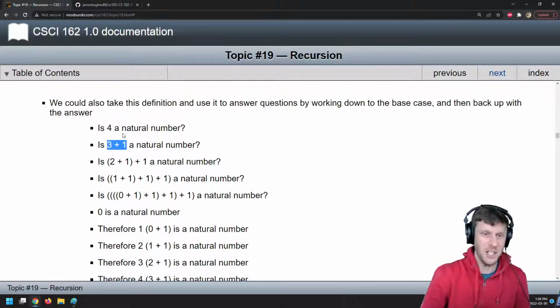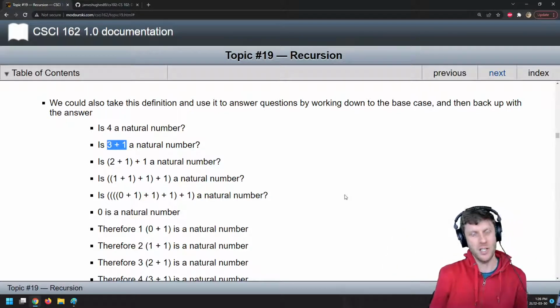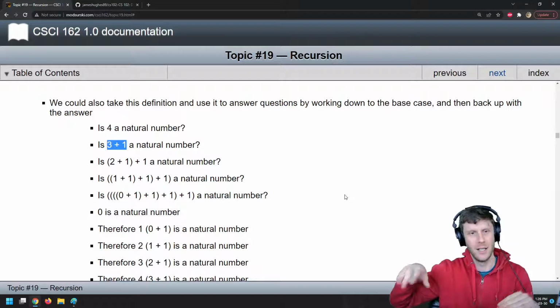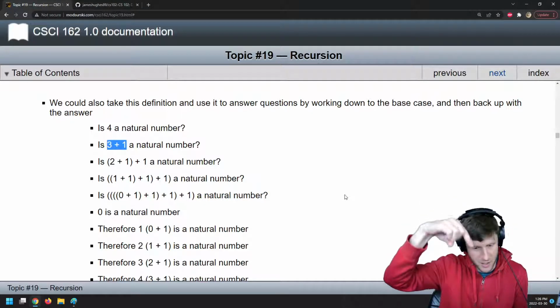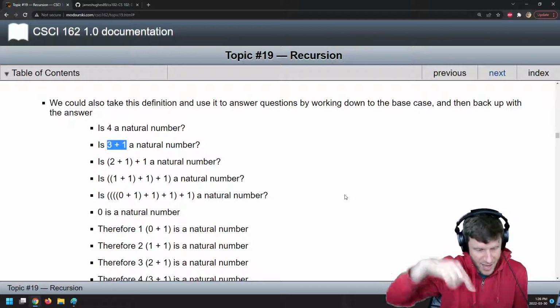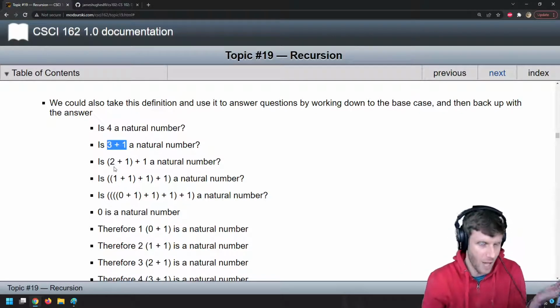So with the original way, we started at the base case and just went up infinitely. But now we're starting with a specific question, and I'm working down by asking sub-questions, like subproblems. And then I work my way up by answering each of those all the way back up to the top.